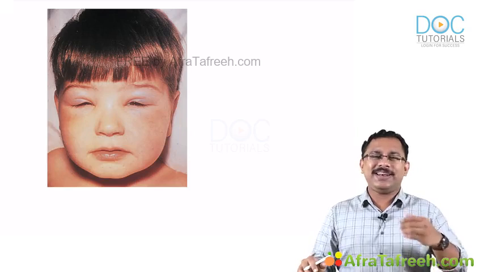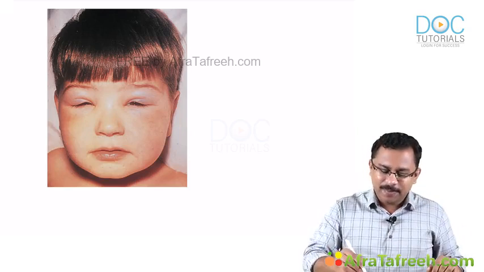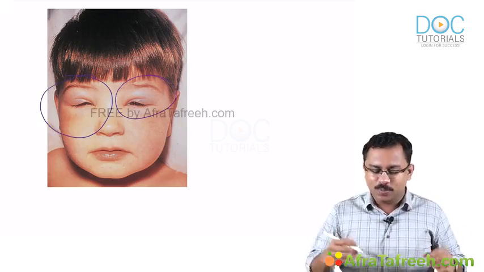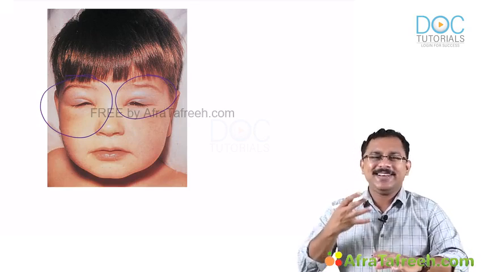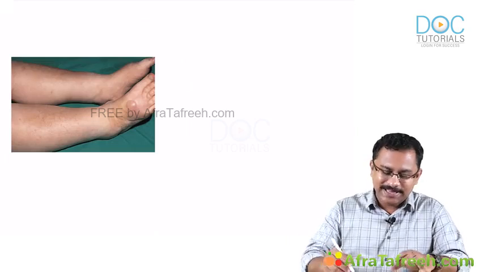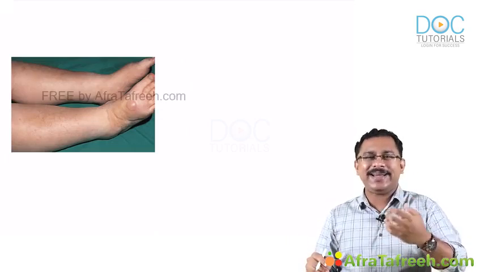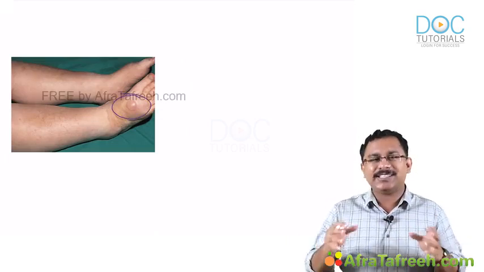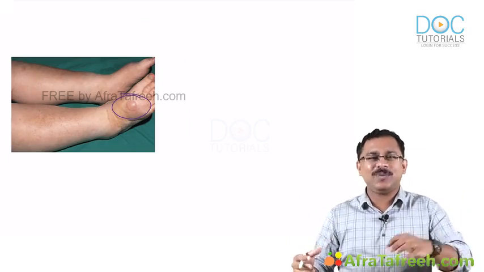This is a patient with nephrotic syndrome. You can see the puffiness around the eyes. Yes, to begin with, the face is appearing like a moon face. Okay, and you can see in this picture the edema in the lower limbs. Even a blister has formed because of the fluid accumulation.